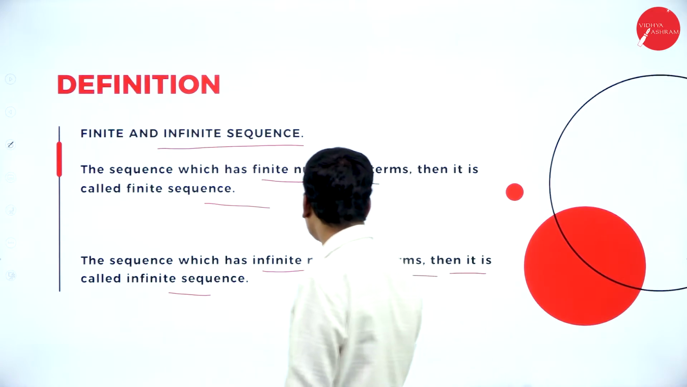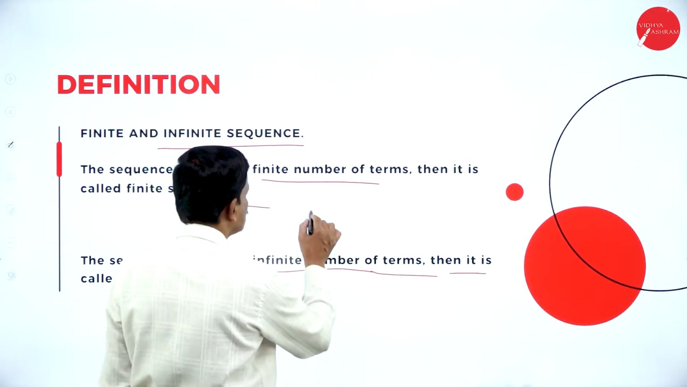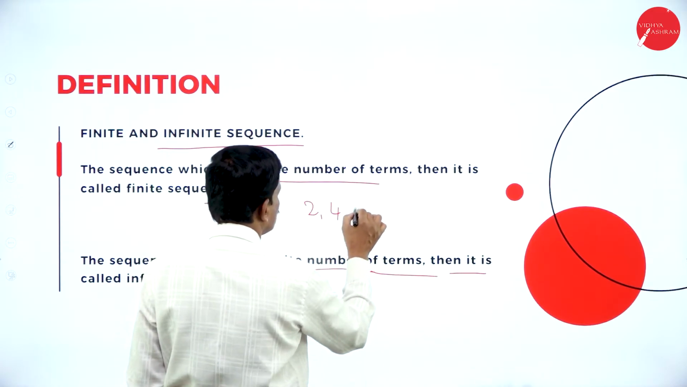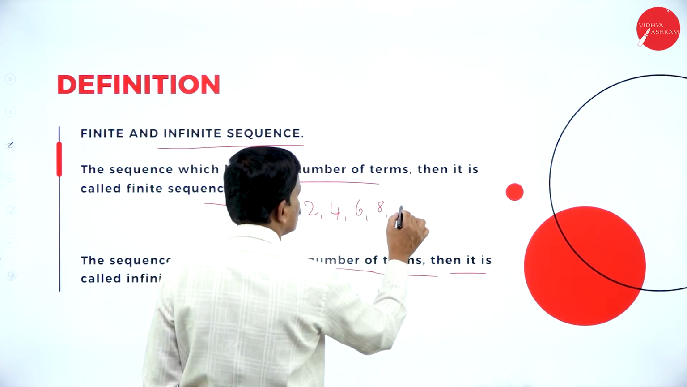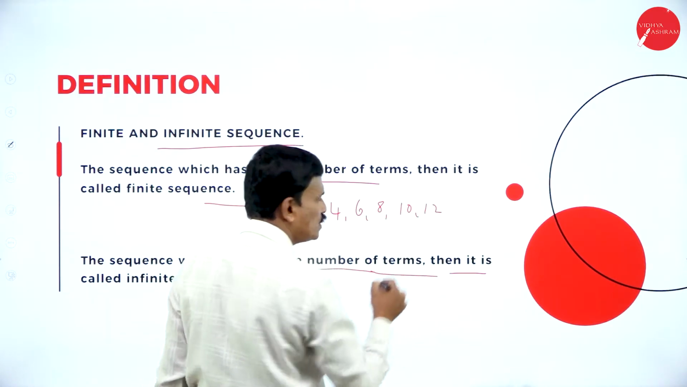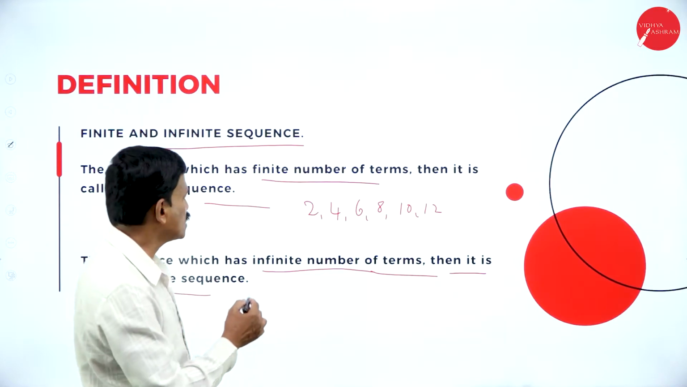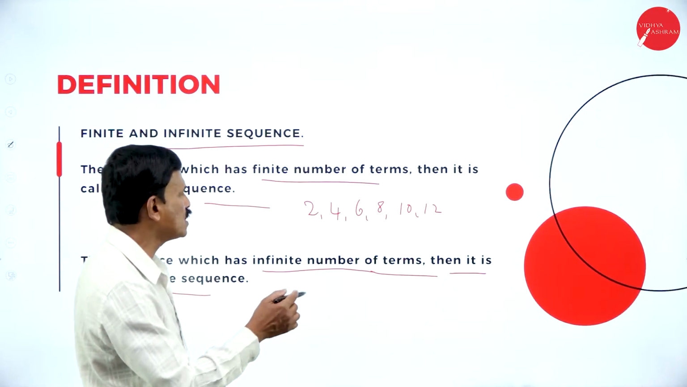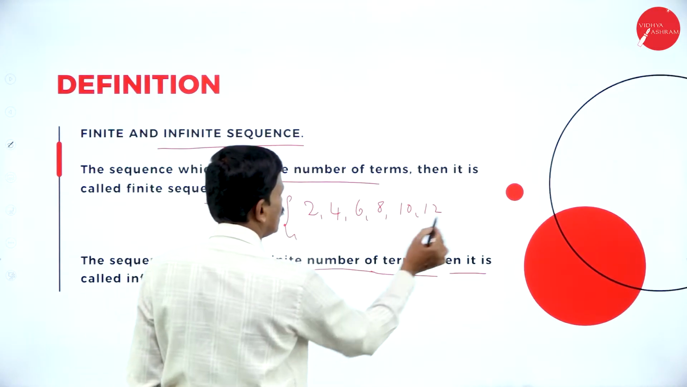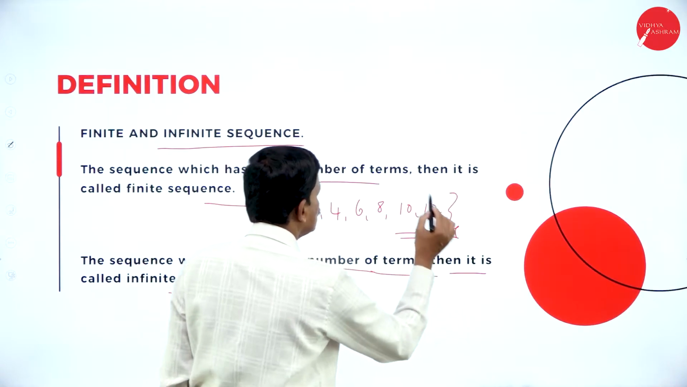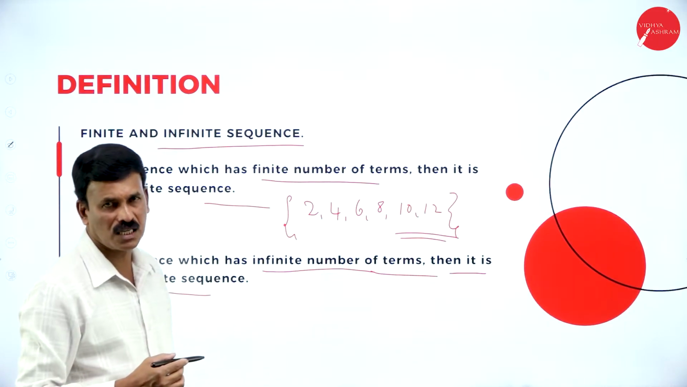Let us consider, for example, let us write this: 2, 4, 6, 8, 10, 12. Here the number of elements is finite. This contains 1, 2, 3, 4, 5, 6. So this contains a finite number of elements. Therefore, this is called a finite sequence.